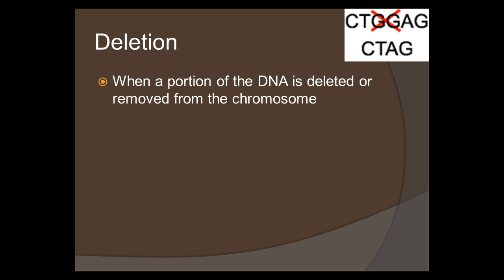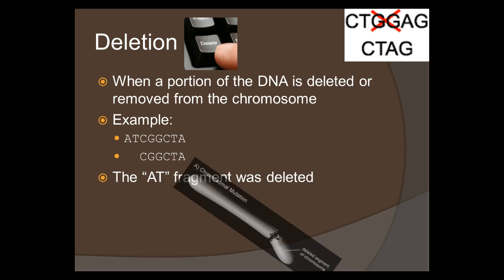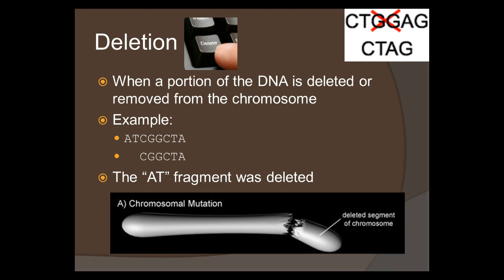When I have part of the DNA deleted or removed. So here's my original, here's my new one. As you can see, the AT fragment was deleted. Sometimes this actually happens at a giant chromosomal level. Something like there's a genetic disorder called cri du chat, or cry of the cat, where part of it is removed. Click right here if you want some more information on that.